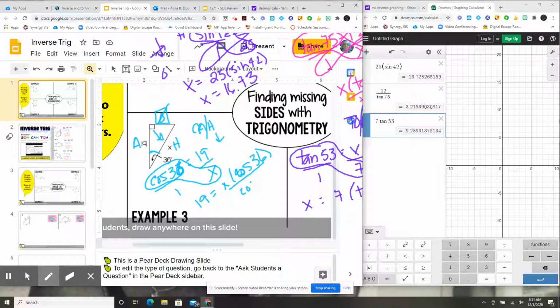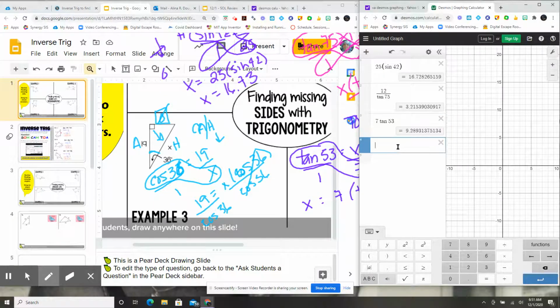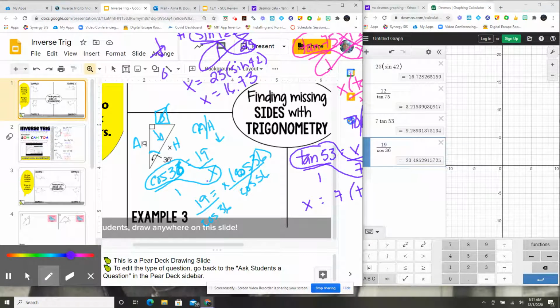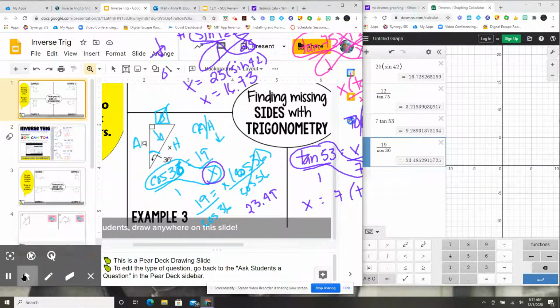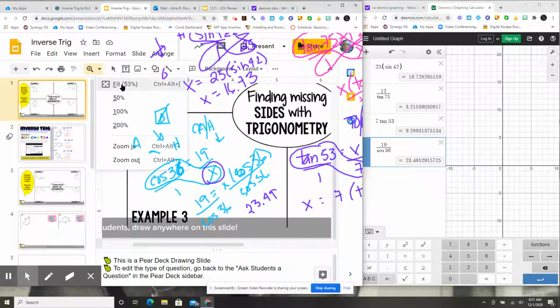So I'm going to divide by cosine of 36 and divide by cosine of 36. Those cross out. And I'm just going to come over to my calculator. It's still in degree mode because I haven't closed it. As soon as you close it, that's when you need to put it back in degree mode. So 19 divided by cosine of 36. Anytime the x is in the denominator, you're going to have the cosine in the denominator over here. So 23.49.